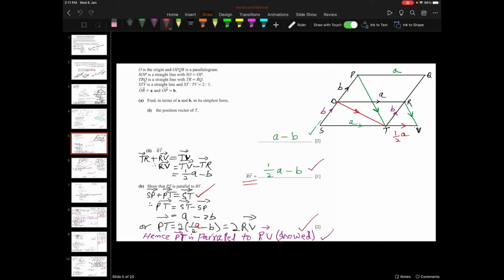Now to find the value of vector RV, we will consider the triangle TRV. Therefore, TR plus RV is equal to TV. I have used tail to nose rule. Therefore, RV is equal to TV minus TR. Now substitute the values of TV and TR. We have RV is equal to half A minus B.